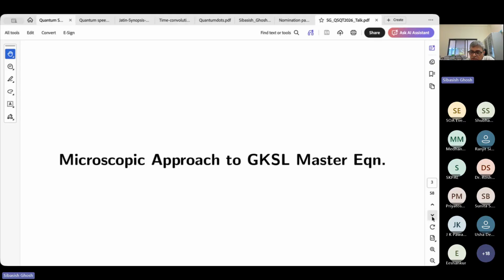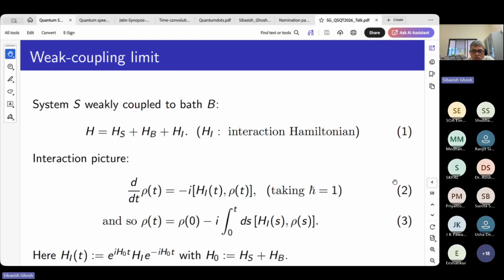Okay, so let's talk about this microscopic approach to the Gorini-Kosakowski-Sudarshan-Lindblad master equation. Maybe most of you know that this was done sometime during the 70s independently by Gorini-Kosakowski-Sudarshan and Lindblad. What I'll talk about today is weak system bath coupling. So we have my quantum system and it is interacting with this environment, which can be a thermal bath or something else, but the interaction is weak.